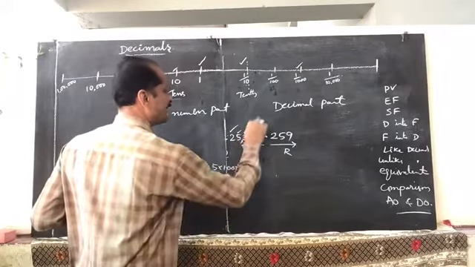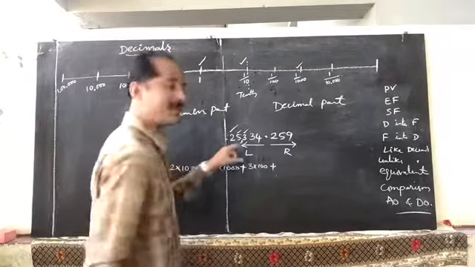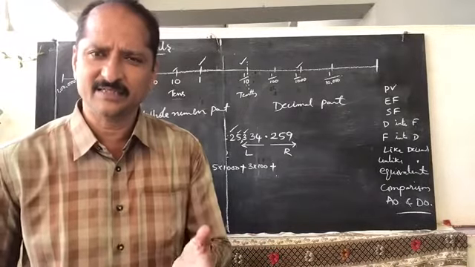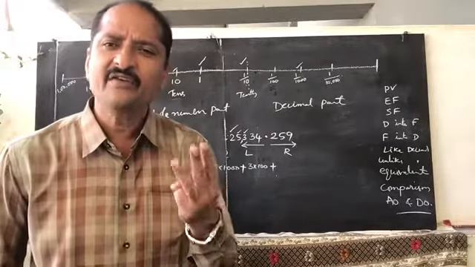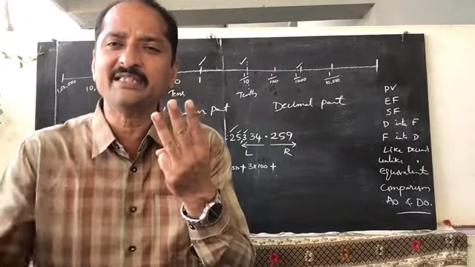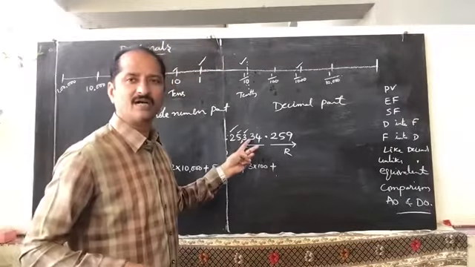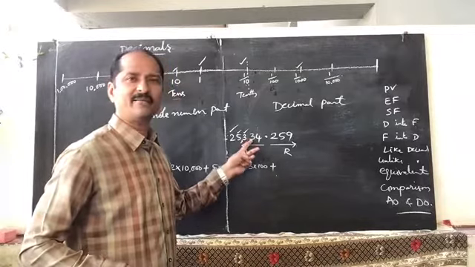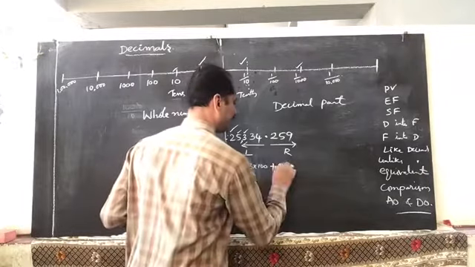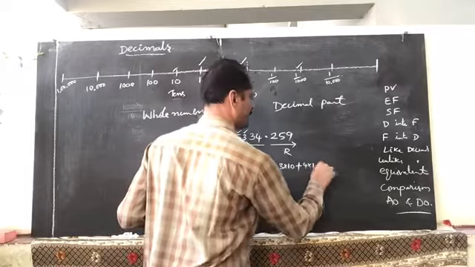Plus the place value of 3. 3 into its place. 3 is in which place? The 100's place. The face value of 3 is 3. The face value should be multiplied with its place to get the place value. So 3 into 100 is equal to 300. Then in the same way, 3 into 10 plus 4 into 1 plus 2.